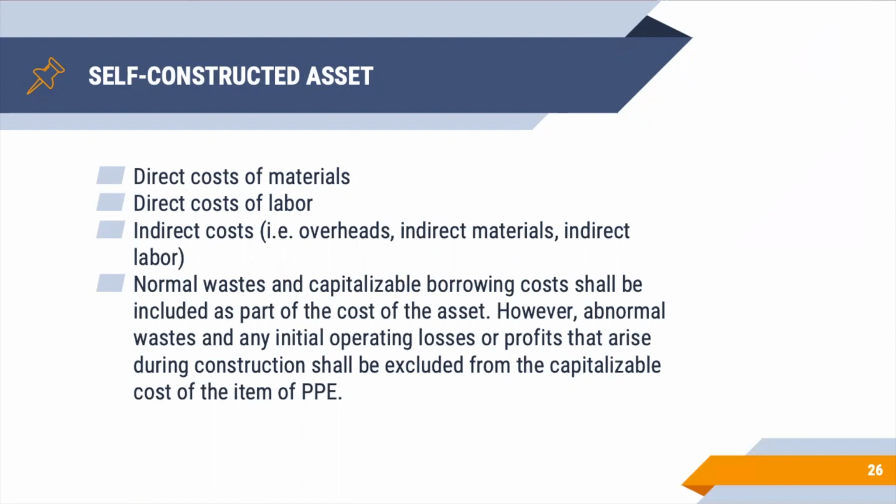However, abnormal waste and any initial operating losses or profits that arise during construction shall be excluded from the capitalizable cost of the item of PPE. Normal waste, capitalized, pero pag abnormal na yung waste or initial operating losses, they are to be expensed immediately.